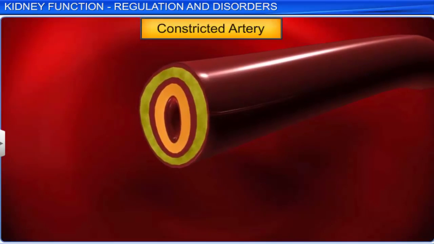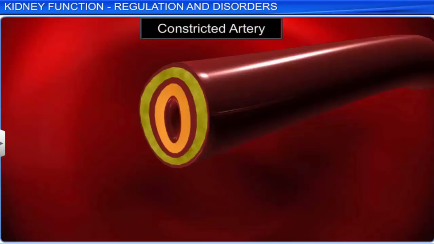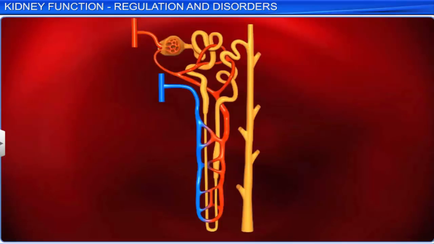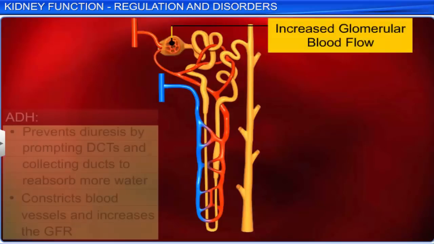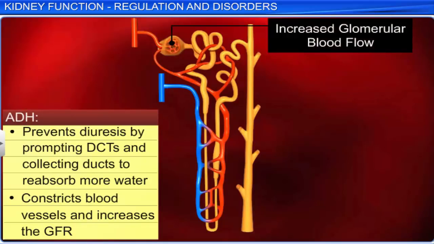ADH also has the ability to constrict the blood vessels. This increases blood pressure, thereby increasing the glomerular blood flow in the kidney and consequently the glomerular filtration rate or GFR.